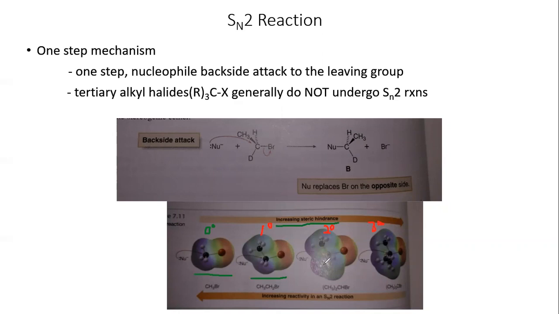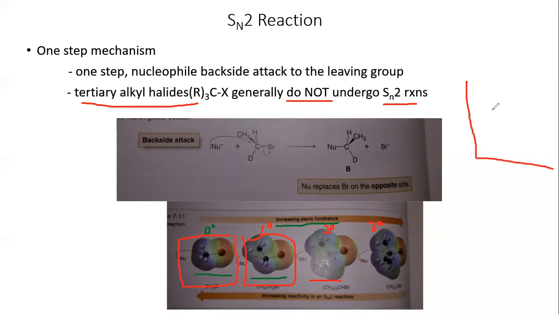So for SN2 reactions, tertiary alkyl halides generally do not undergo SN2 reactions. It's mainly methyl halides can do it, primary halides can do it, and even some secondary halides can undergo SN2 reaction. But tertiary alkyl halides generally do not undergo SN2 reactions. And again, these are one-step mechanisms, so there's only one energy barrier to overcome in the reaction mechanism.